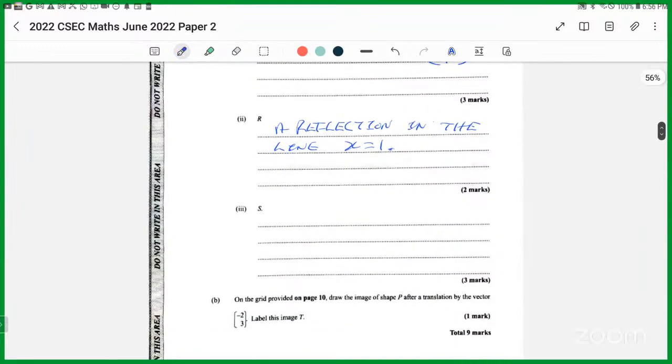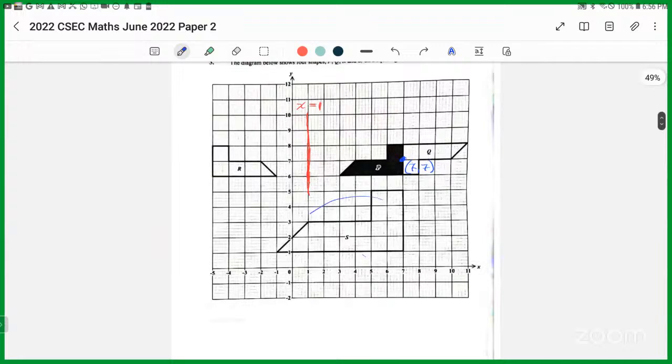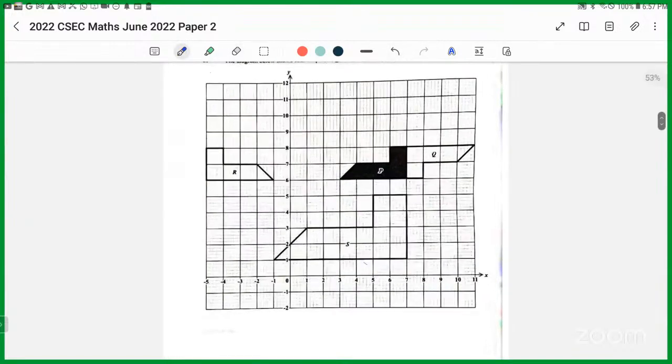Let's go to the next one now, which is enlargement. We can see S. S is actually an enlargement. So you're going to that larger object. So this one goes to this one. Let me take these off the diagram so we can mark it out.